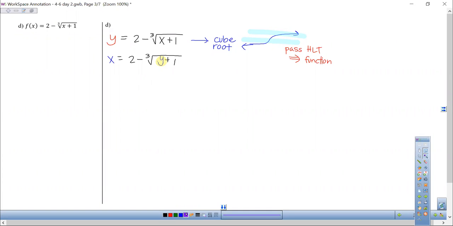I'm going to start with outside my radical. I want to first isolate the radical. Then I can get rid of it to isolate y. That means I want to subtract 2 from both sides. If I subtract 2 from both sides, that gives me on the left x minus 2. I've eliminated that 2, but I still have a negative in front of my cube root.